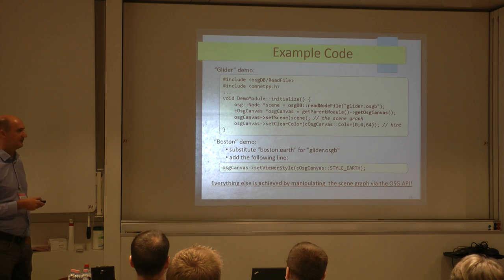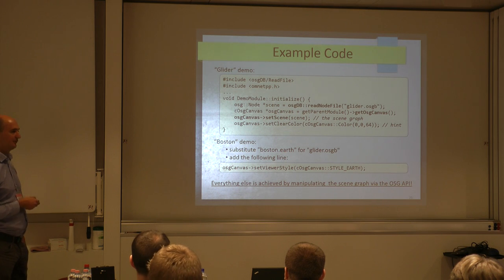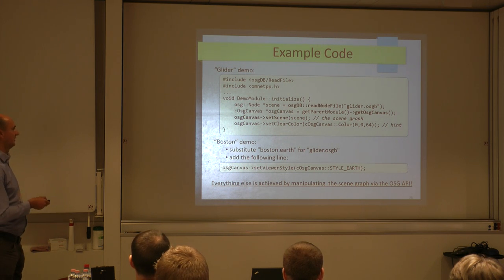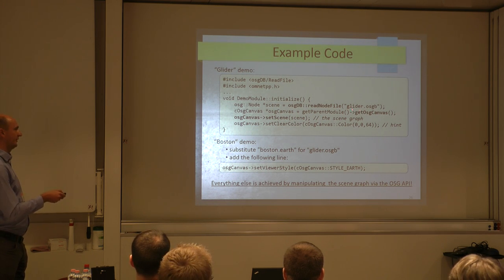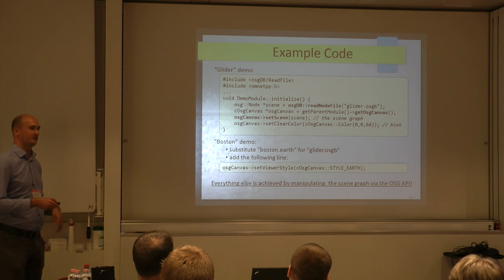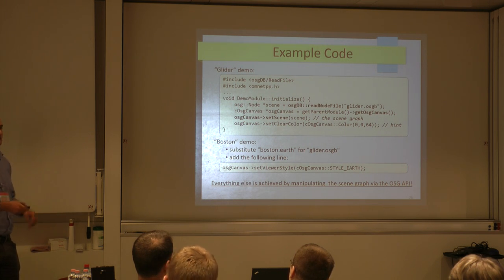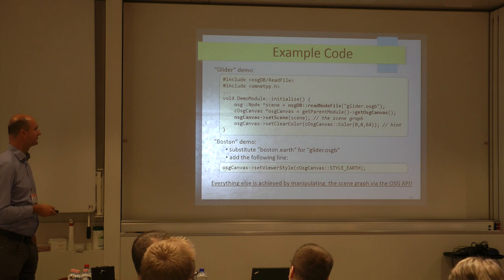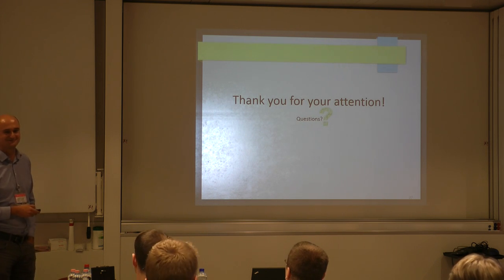And if you want to display the Boston scene, there are Earth files where you can describe what the map provider is, what the elevation provider is, and what location you want to visualize initially. Then you just put Boston.earth here instead of this model, and you can flip the viewer style to OSG Earth, because then you will have a different kind of camera manipulator. Yes, and everything else is just standard OpenSceneGraph. So that's it.